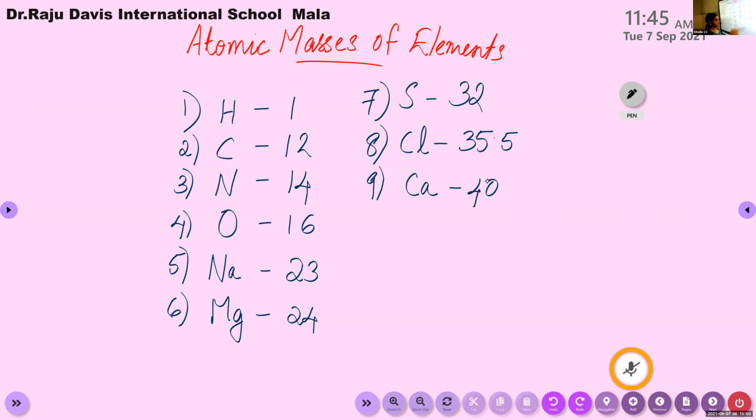S for? Yes, sulfur is equal to 32. Cl, chlorine is equal to 35.5. Ca for?